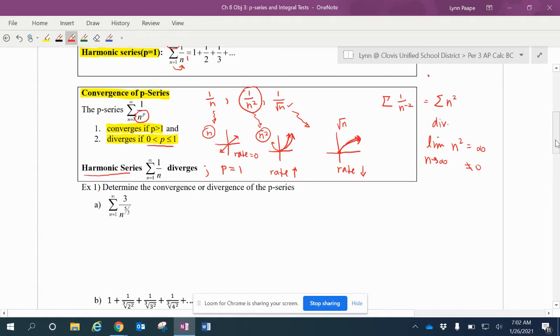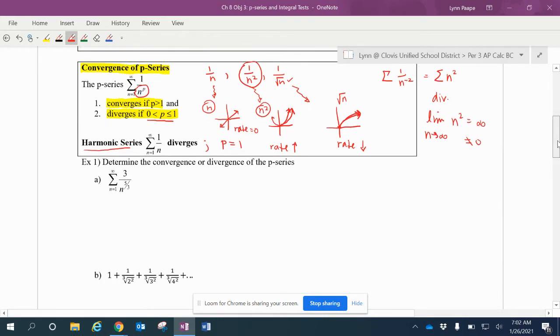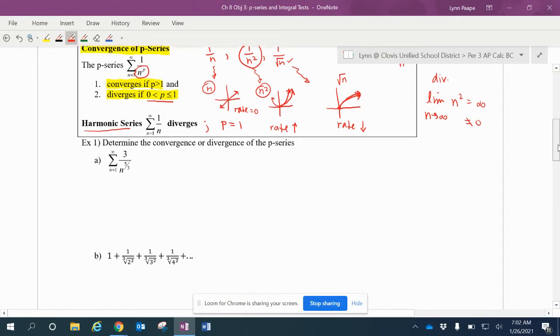Okay, so that is the why behind it. So that's why that power needs to be greater than 1, so we get that concave up growth to get those terms to drop to 0 quickly enough.